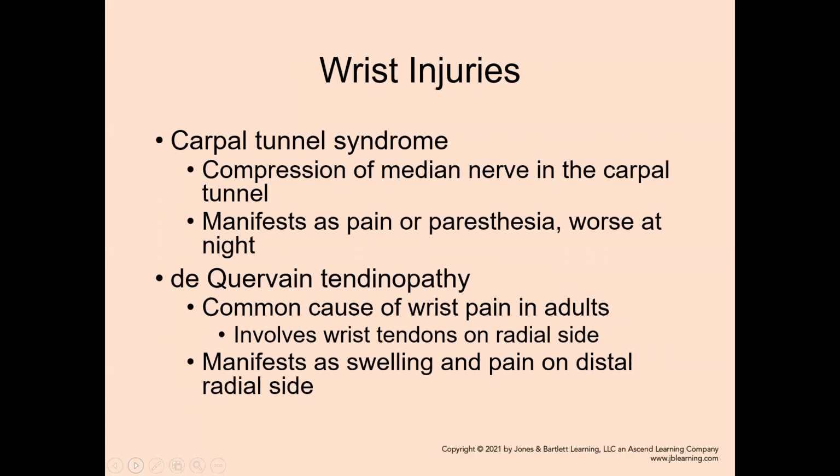De Quervain's tendinopathy is a common cause of wrist injuries in adults. It involves the wrist tendon on the radial side, and it manifests itself as swelling or pain on the distal radial side.